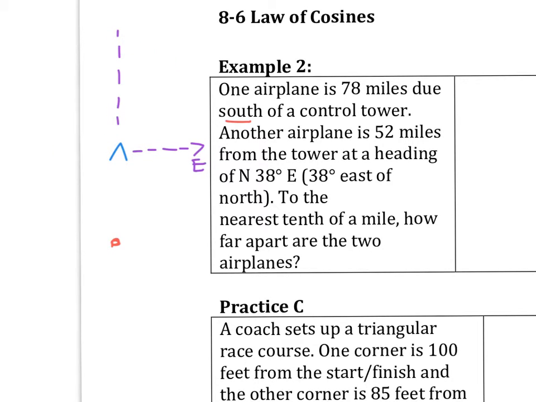So that means this guy here is down here at 78, and I'll clean up the diagram in a minute. And the other guy is 38 degrees off the north. So that means this angle right here is 38 degrees off the north. And that's 52. Okay, so the question is, how far apart are the two airplanes?